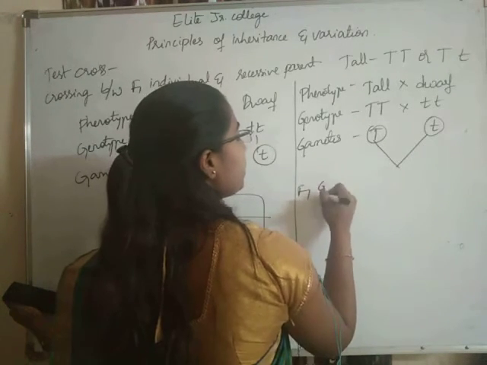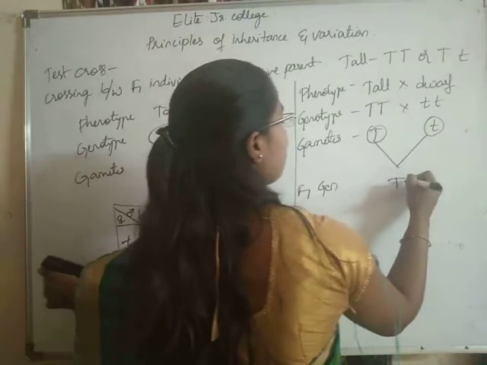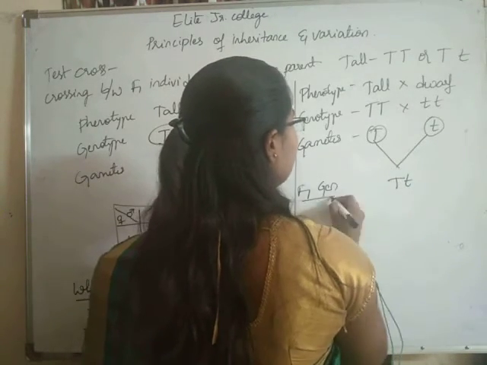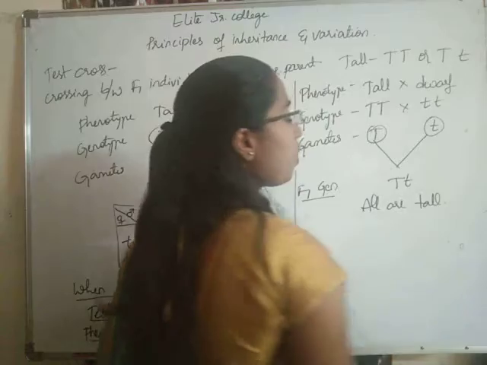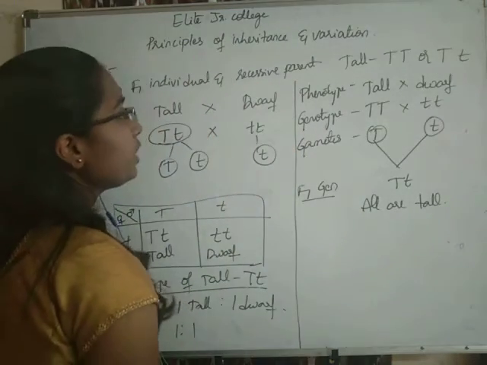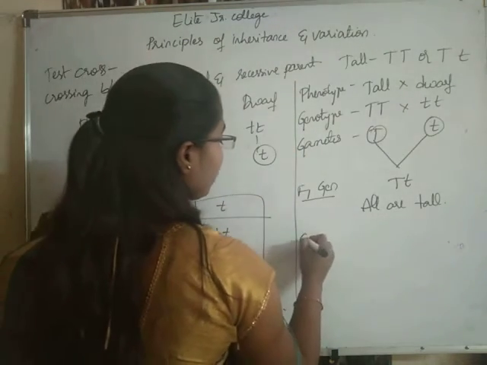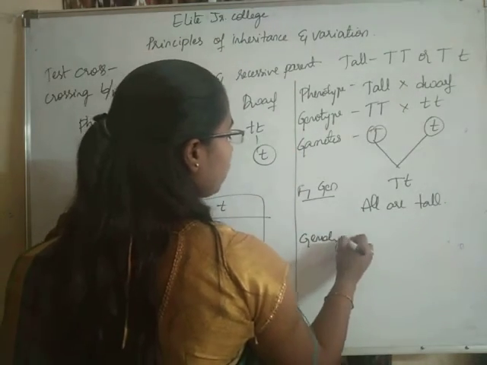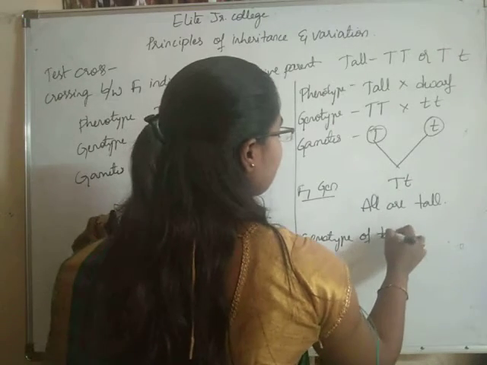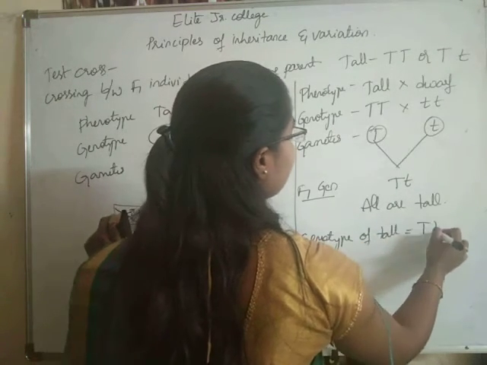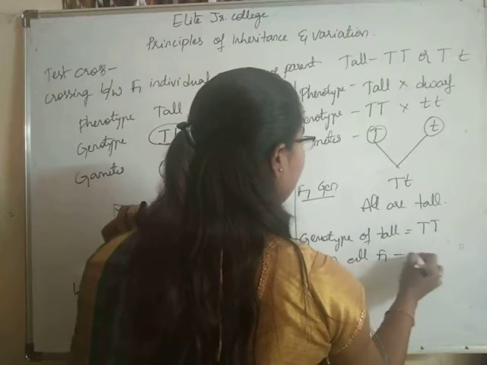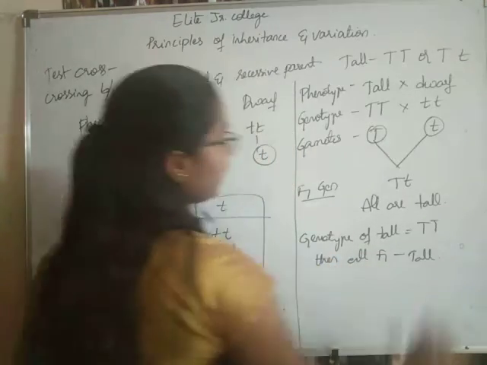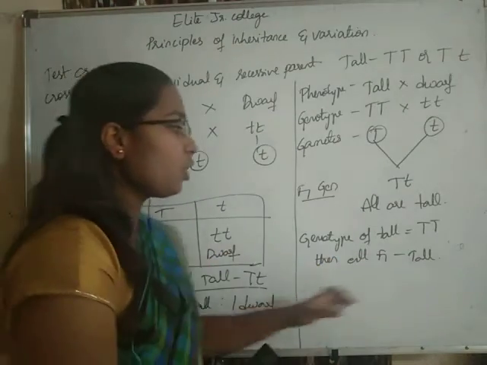The F1 generation will contain capital T small t. That means here in the F1 generation all are tall. So here students, when the genotype of the tall plant is capital T capital T, then all F1 are tall only.